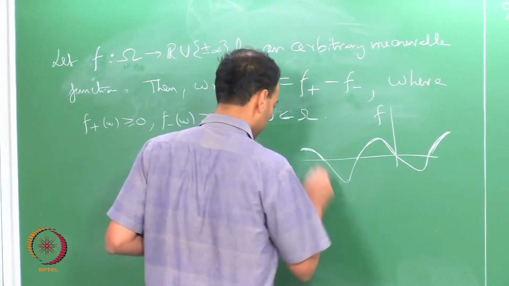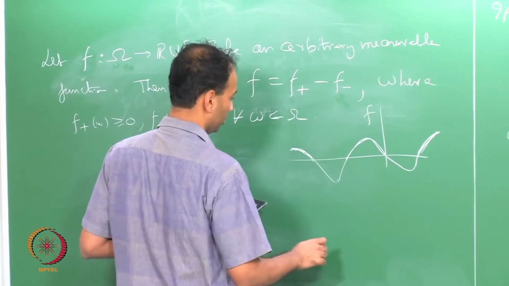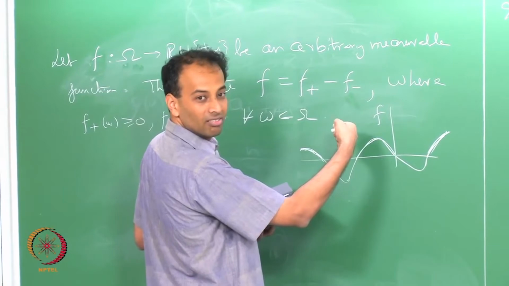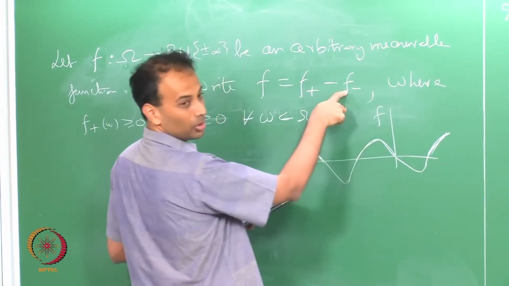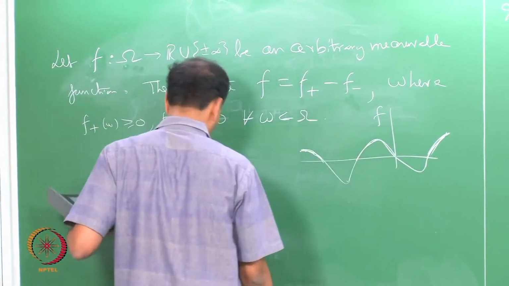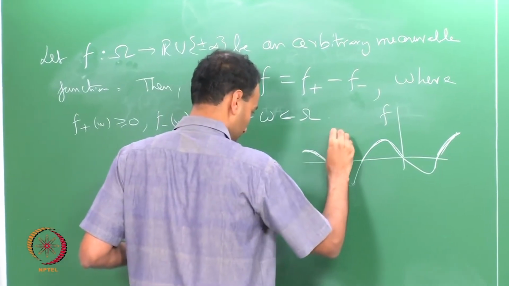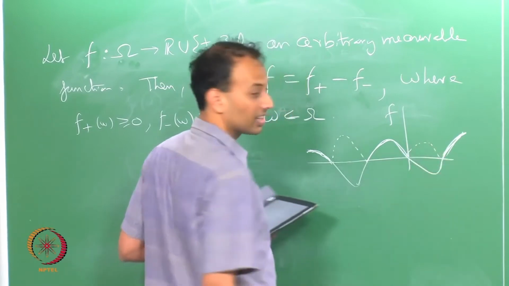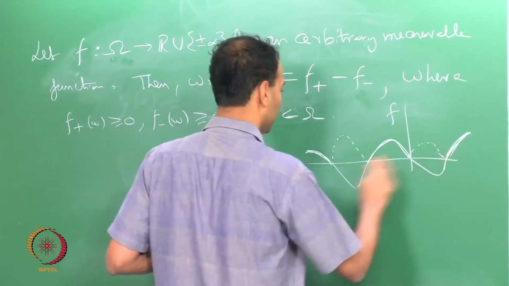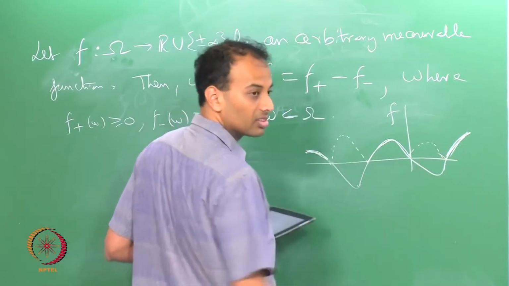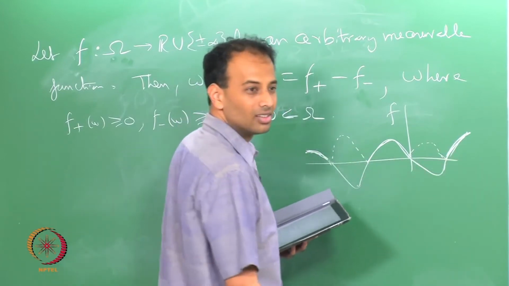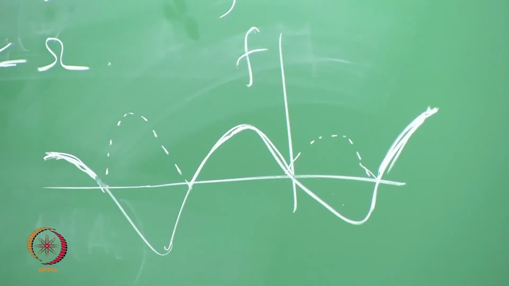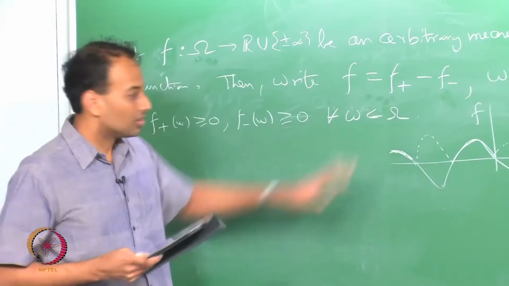and my f minus will be not that, but the flipped version of that. Because f minus I want it to be non negative. So, I will take my f minus to be the flipped version of that, it will be like that. So, f can be written as f plus minus f minus for all omega. Is this clear?